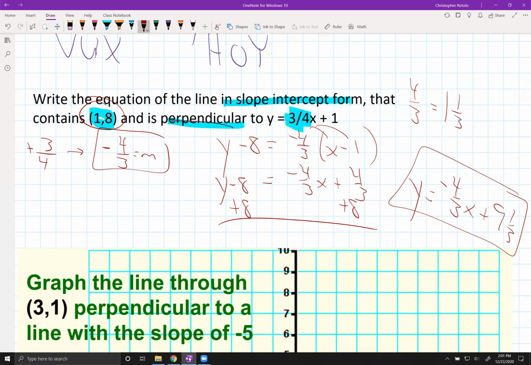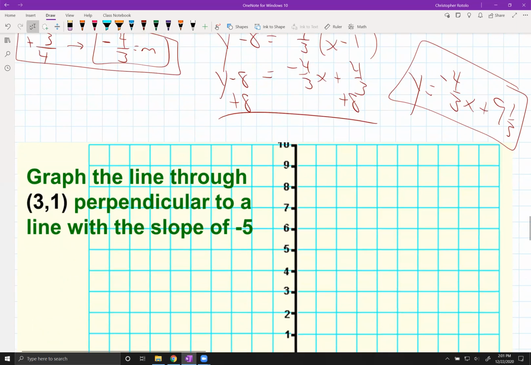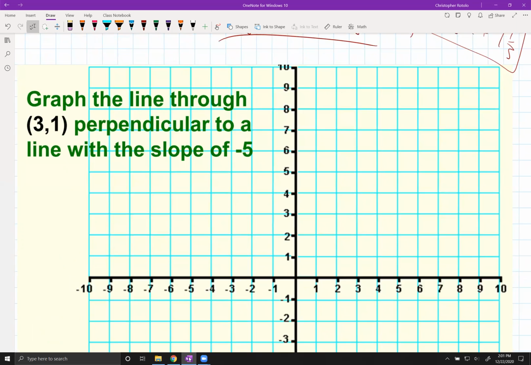All right, are they perpendicular? Yeah, that's by definition. That's what we did right here. Right, so we made sure that happened. Does it go through 1, 8? Sure. All right, so here's that other one about graphing it.